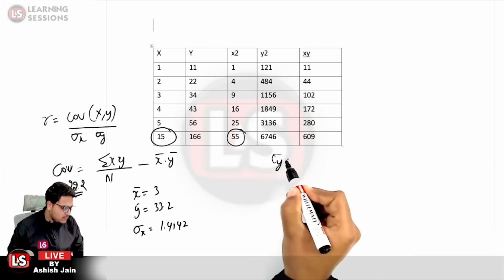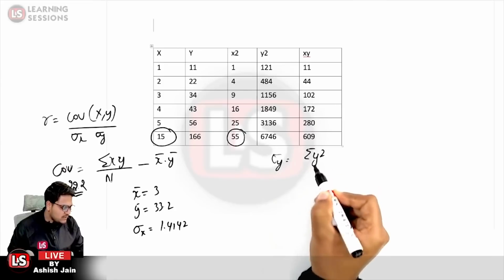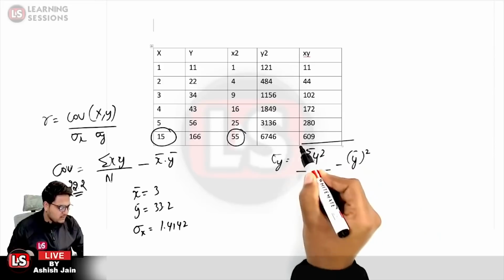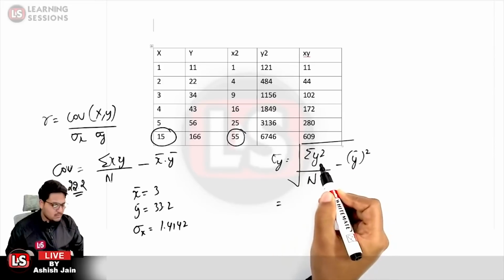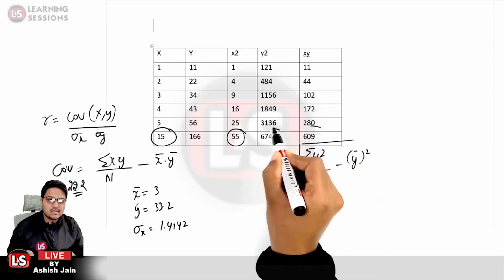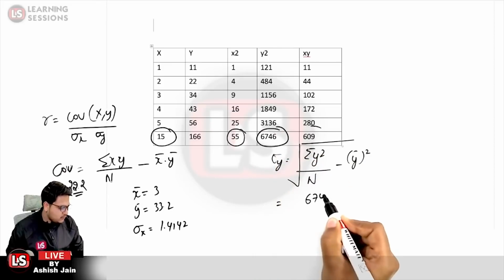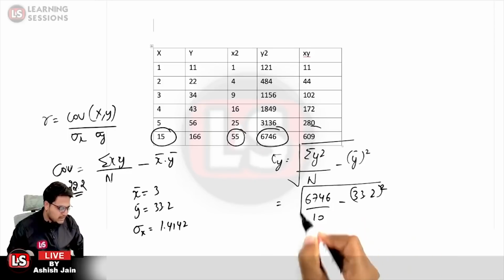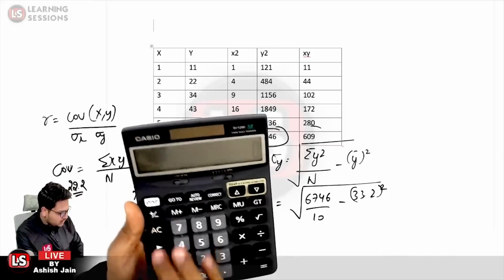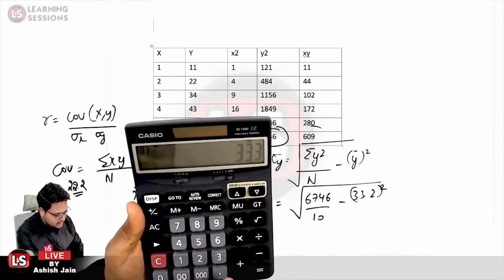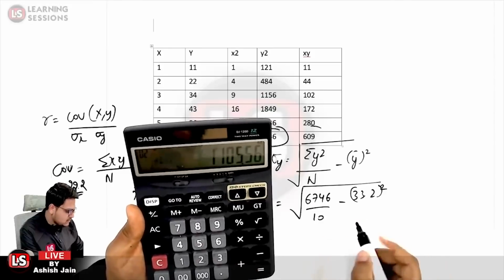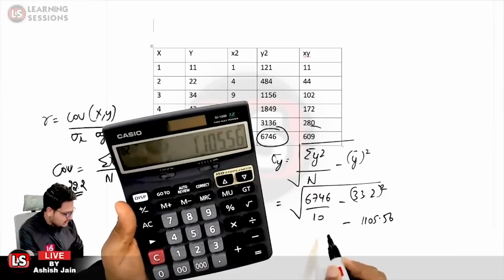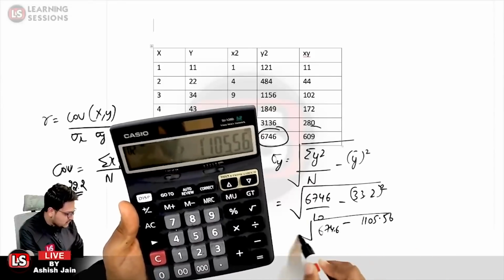So sigma y will be equal to the under root of summation of y square divided by n minus y bar square. Summation of y square is equal to 6746. So 6746 divided by 10, and y bar was equal to 33.2, squared. We will simply solve it. 33.2 multiplied by 33.2 comes out to be 1105.56, and further 674.6, and that is what you need to solve.